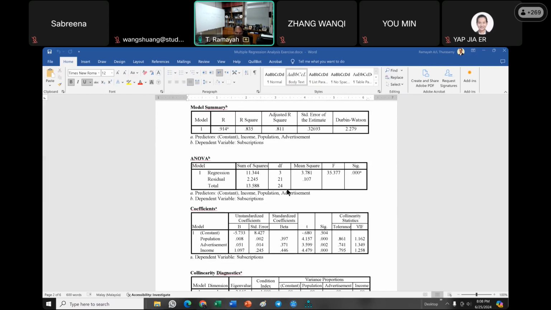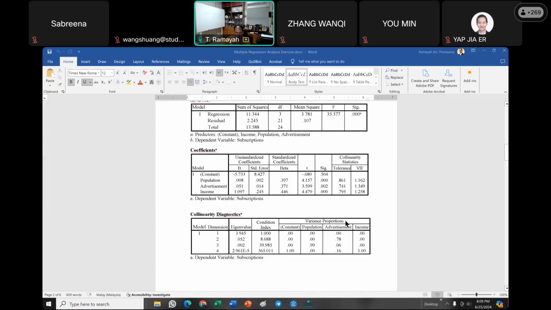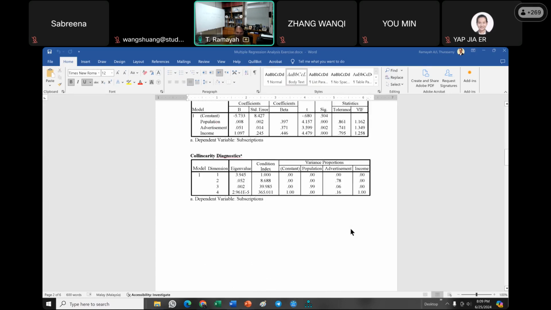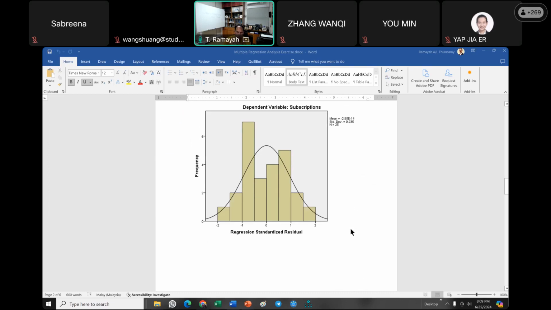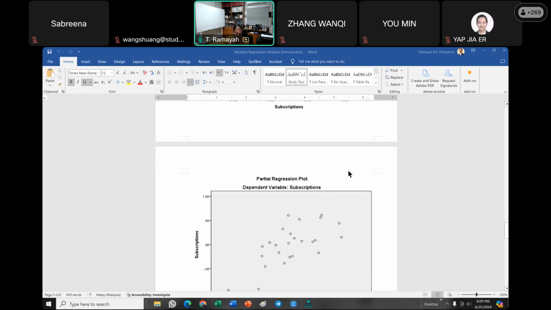And then for individual variables, we have 3 of them. We will look at this coefficient table. And for multicollinearity, we will look at this collinearity diagnostic a bit later. And then they will give you several graphical outputs for assessment of the assumptions. So these are the typical outputs that are given in a multiple regression analysis.